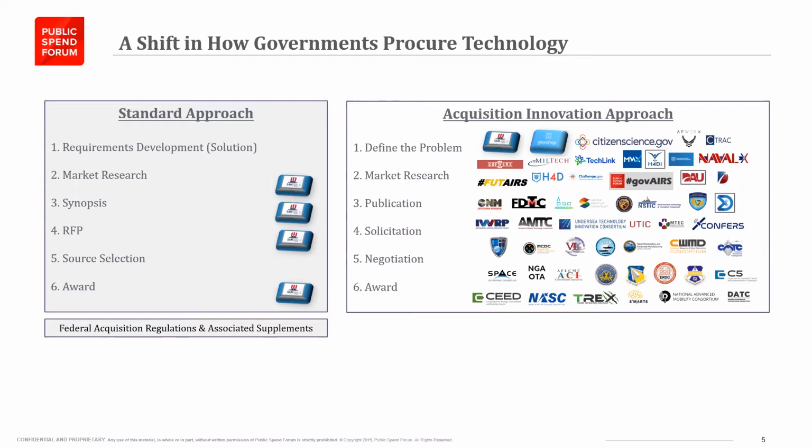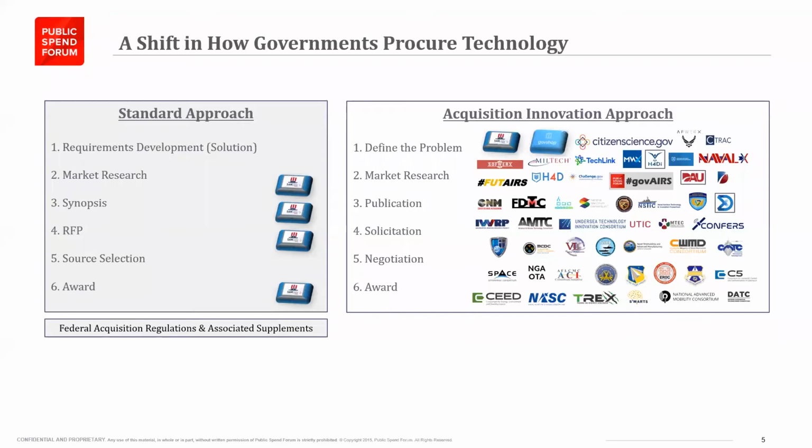As a result, the market research is completely different. The market research is no longer who can make it for me, how much is it going to cost, and when am I going to get it? The market research now is, what are some solutions to the problem? Am I even defining the problem correctly? What technologies are available? What technologies could be available if the government invested some money in further development?